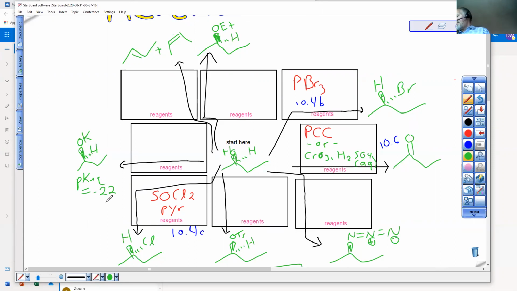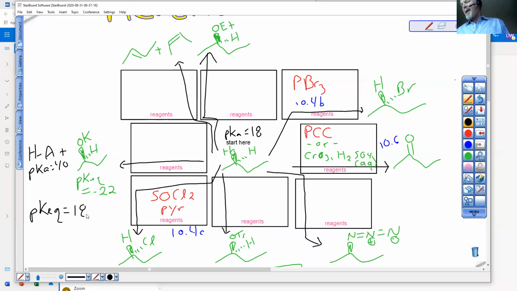pKeq negative 22 means you had to create an acid with a pKa of 40. How did I know that? pKeq, you want to review that in chapter 4. The alcohol is the reacting acid. I'm going to use the 18 here. Could have used 17. Reactant acid's pKa minus the product's acid pKa equals negative 22.